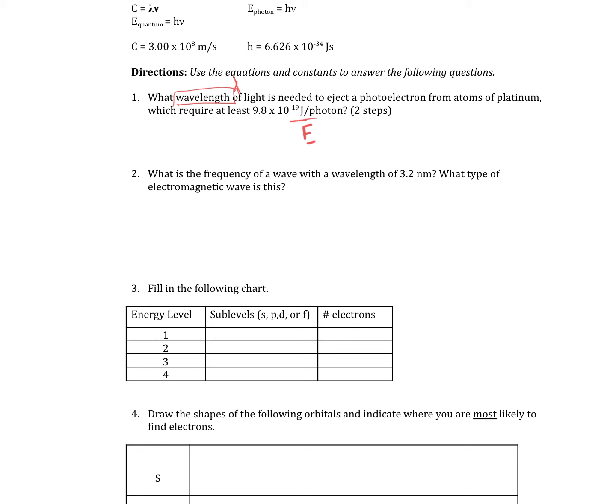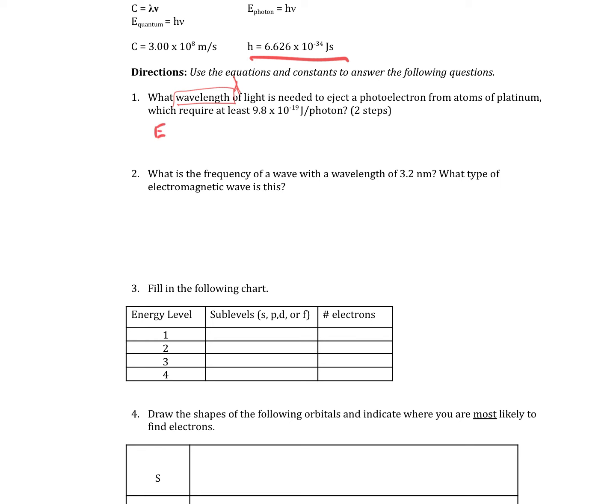So first, you can only do things based on what you're given, which is energy. So we're going to use one of the energy equations to solve for something that's not available. Well, with the energy equation, we already know E. We know h. So the only thing left is nu, which is frequency, or that curvy v. So let's do that.